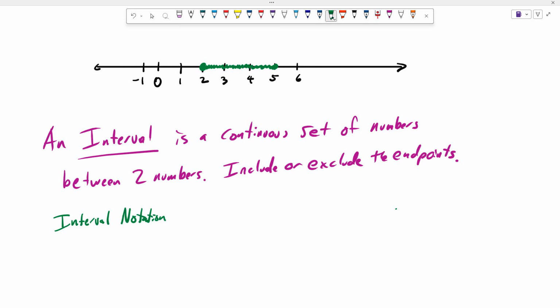Okay. We would not use the curly brackets here. Why would we not use the curly brackets here to write all the numbers? So interval notation is a way to write sets. This is actually called roster notation. Why could I not use roster notation?